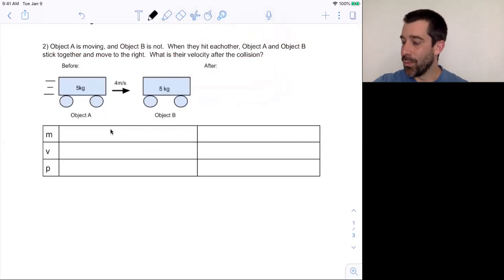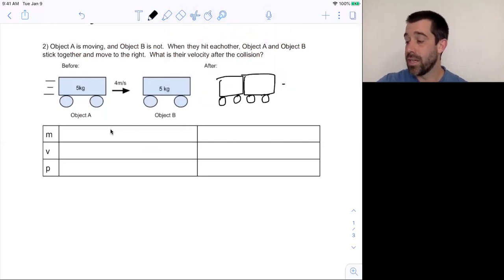All right, so the first thing to do is draw the after picture. So in the after picture, we have object A and object B stuck together, all right? And it says they are moving to the right. And it asks us, what is their velocity after the collision? Highlight that, that's what we're trying to find out. And I'm going to put a big question mark down here because this is what we're trying to solve.